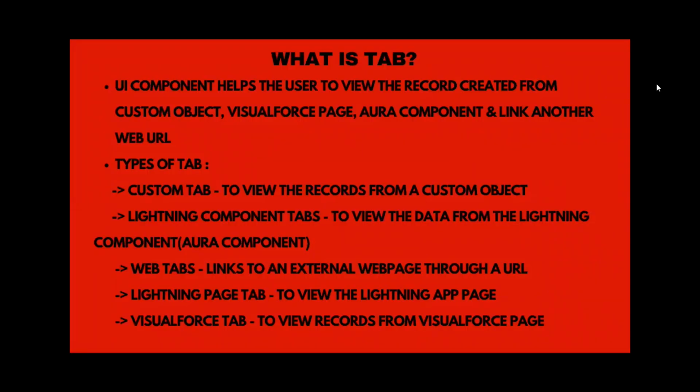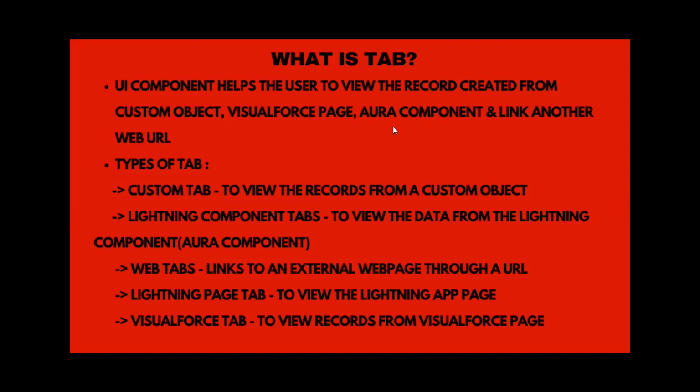So basically tabs are nothing but the standard UI components which are used to view our records, coming from the custom object and Aura component. Let's say you create a record for a specific custom object, like in the previous video we created a custom object like warehouse, or a standard object like account or opportunity. If you want to view any of those records, you have to navigate through a certain top UI component, which you might have seen in the previous video. That is nothing but the tabs.